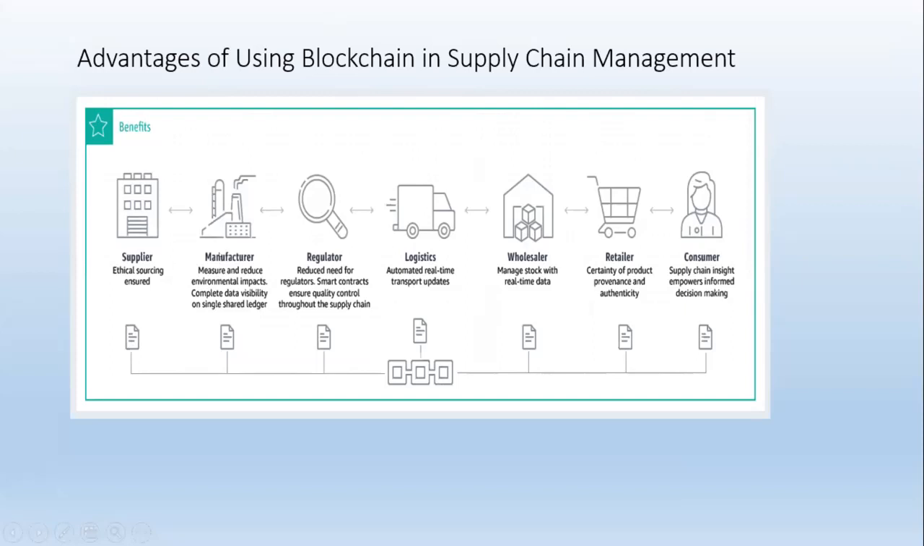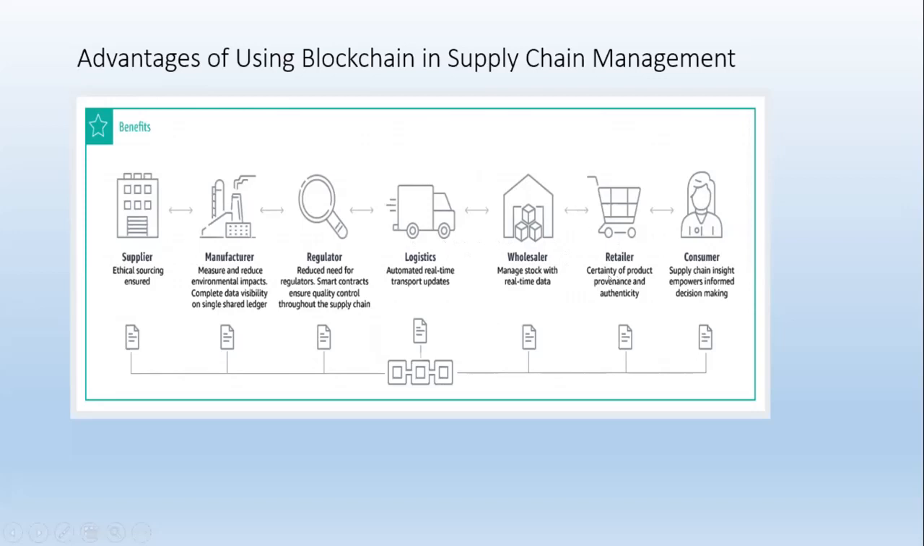From the manufacturer's point of view, it measures and reduces the environmental impacts, with complete data visibility on a single shared ledger. For the regulator, smart contracts ensure quality control throughout the supply chain. Logistics transporter: automated real-time transport updates. Wholesaler: manage stock with real-time data. So from every party's point of view, there is an advantage of using blockchain in supply chain management.